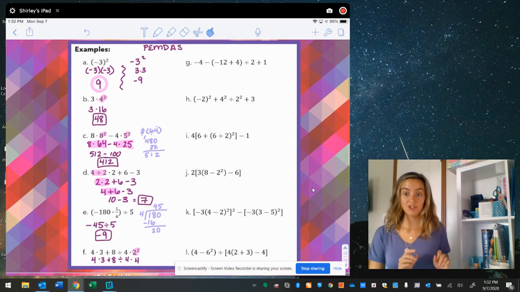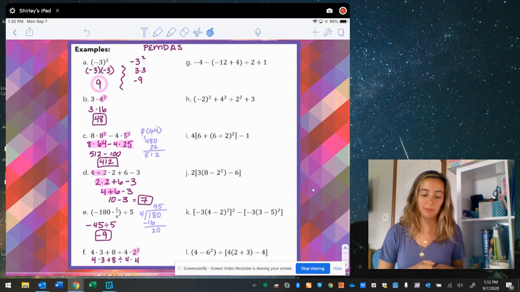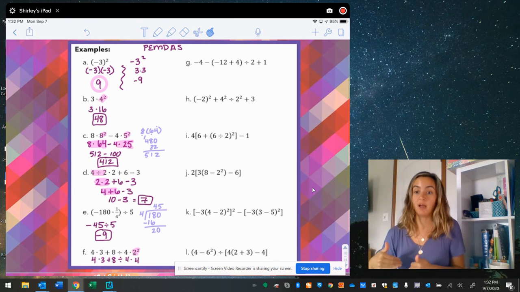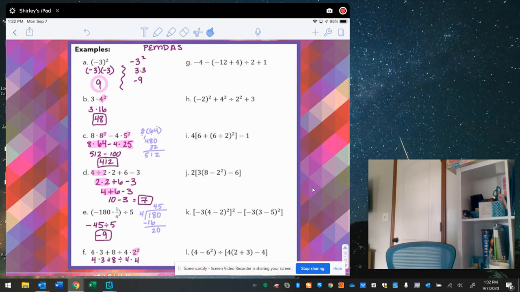Okay, hopefully you got a chance to go ahead and try these problems. Now I'm going to go through G through L. Again, they're going to get significantly more difficult, but just remember to go step by step. Whatever you do, simplify it underneath, bring everything else down. I have to grab my pen.